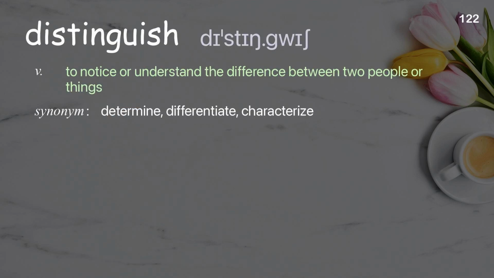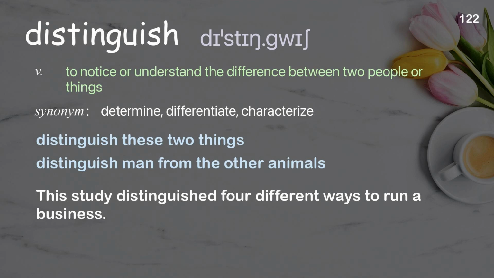Distinguish. To notice or understand the difference between two people or things. Examples: Distinguish these two things. Distinguish man from the other animals. This study distinguished for different ways to run a business.